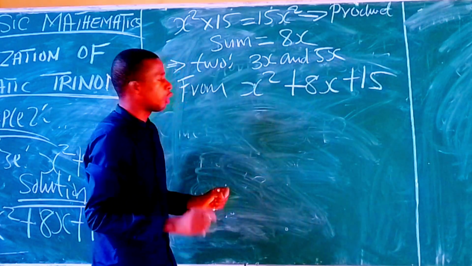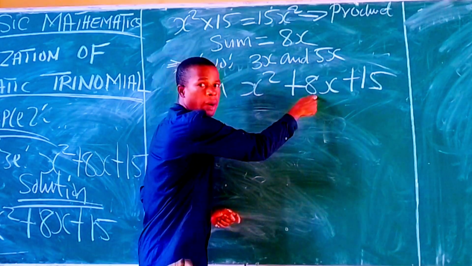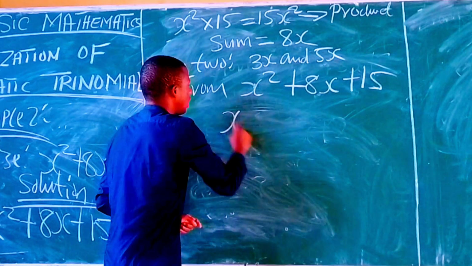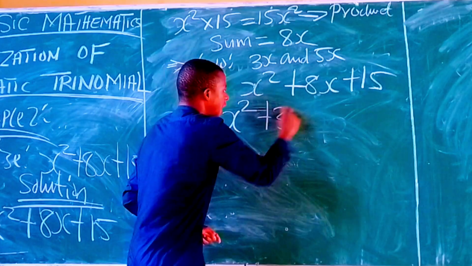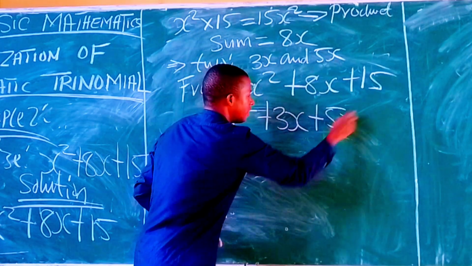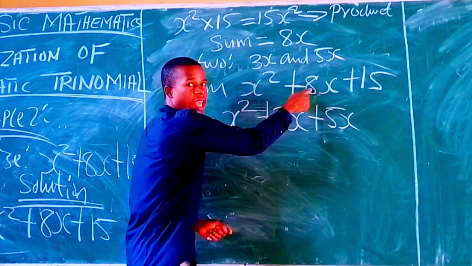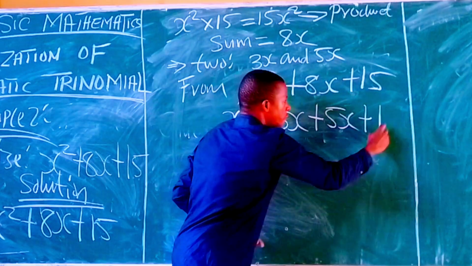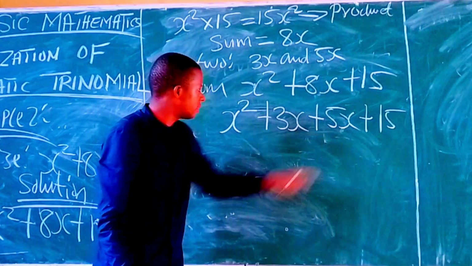Now, since we have identified these two numbers as 3x and what? 5x, what we are going to do next is to put those two numbers in place of the middle numbers, the sum, in place of the sum. So we are going to have x squared, right? Then plus 3x plus 5x. Now, look at these two numbers. They are standing in place of this 8x. Now, plus, you know that we have already 15 here. Put our 15.